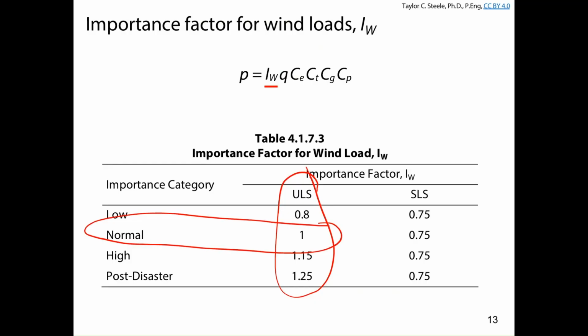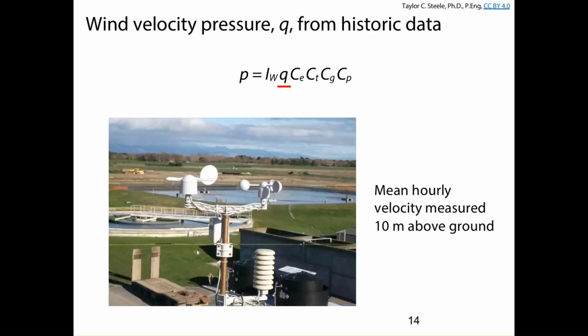Next, we've got this Q value. And what Q value is, is a wind velocity pressure, and it's based on the mean hourly wind velocity that's measured at 10 meters above the ground. Okay, this is, I always forget what this is called, anemometer, I believe. It measures wind speed and direction. There's these little cups here, and as the wind blows, the cups spin around, and how fast the cups spin around is proportional to the wind velocity, and we get direction.